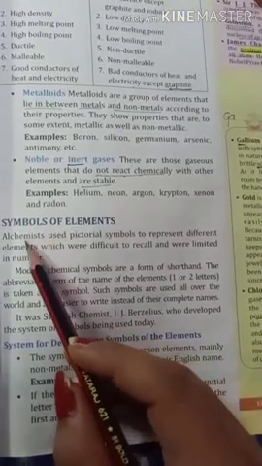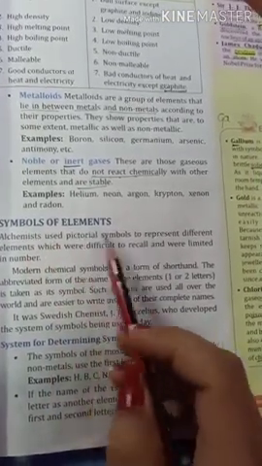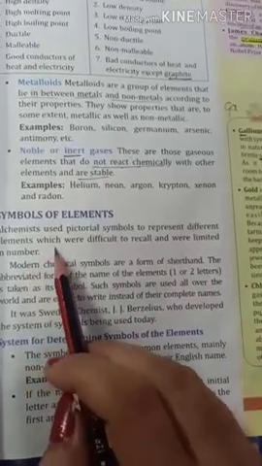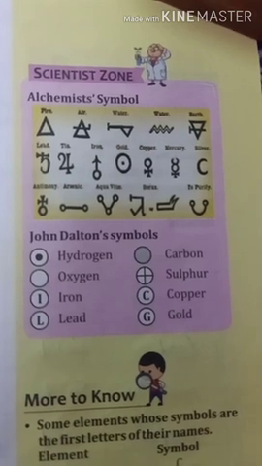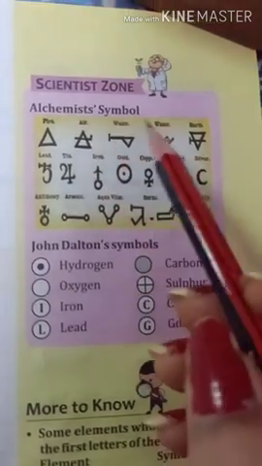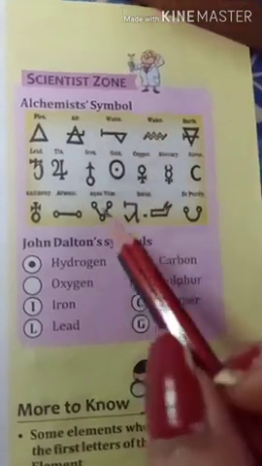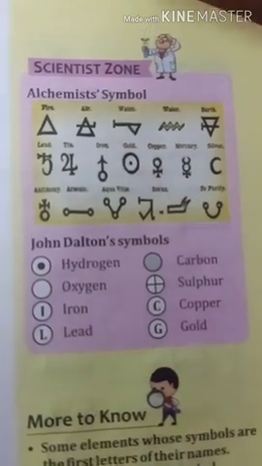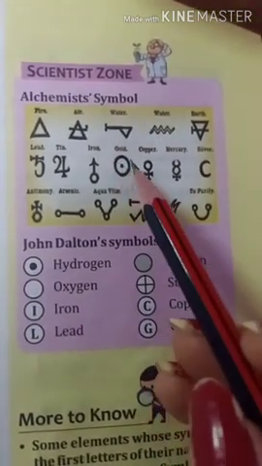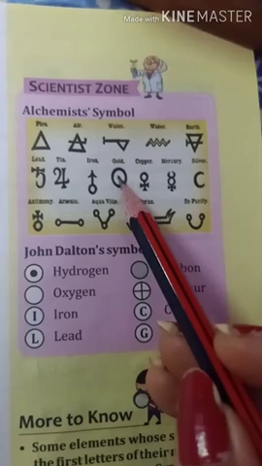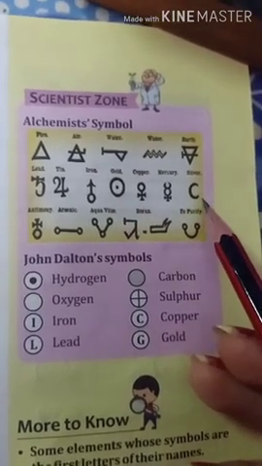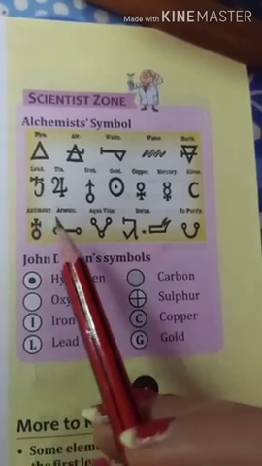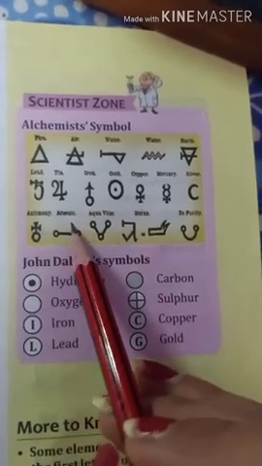Firstly, alchemists used pictorial symbols to represent different elements, which were difficult to recall and were limited in number. Here we have some symbols used by alchemists to represent different elements. For example, the symbol for gold is a circle with a dot, and for silver it is a capital C. Similarly, we have symbols for antimony and arsenic.